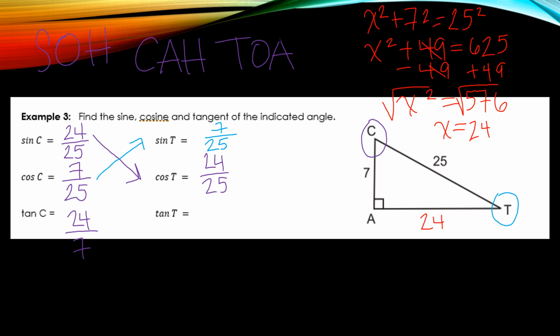And then finally, tangent. You can do the reciprocal of tangent C to get tangent T. Or you can look at angle T and write the opposite leg, which is 7, over the adjacent leg, which is 24. Again, the ratios, leave them as simplified fractions. Don't turn them to mixed numbers. Don't turn them to decimals. These will be really important to help us find missing sides and lengths.